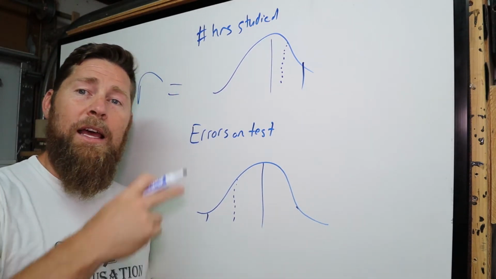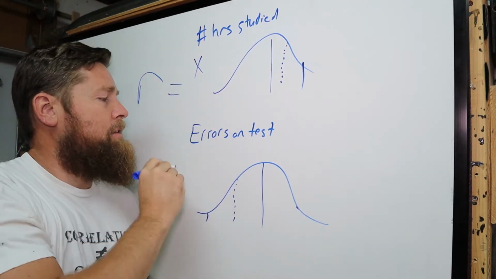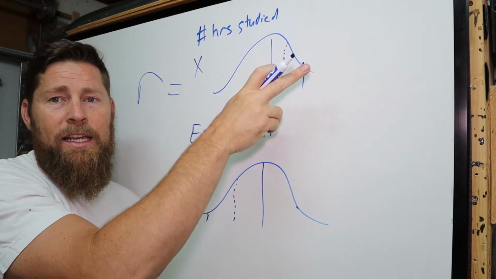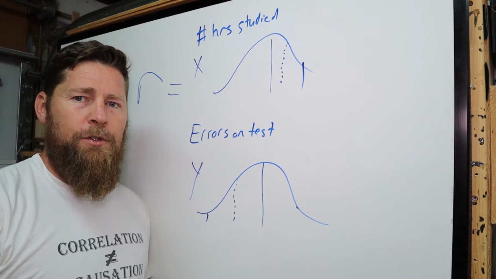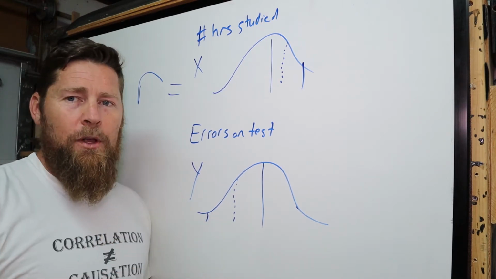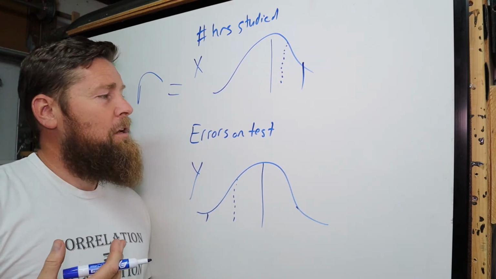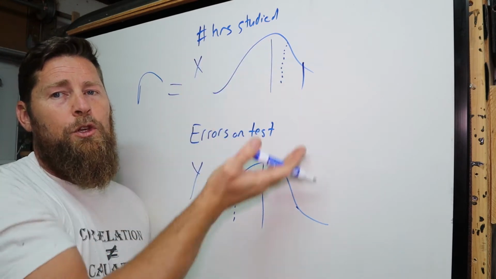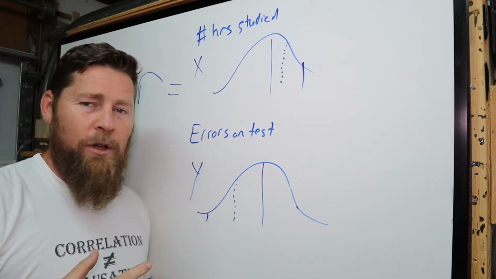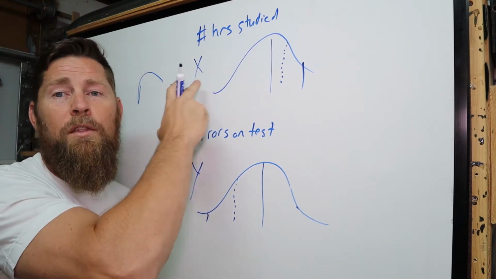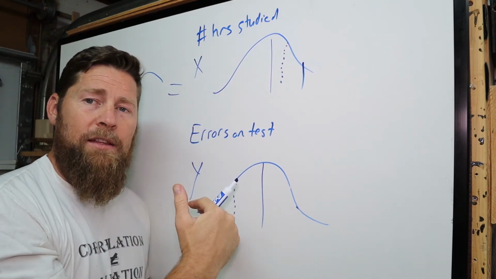Negative correlation means that as x, this would be labeled x, this would be labeled y, as x increases, y tends to decrease. So, negative correlation doesn't mean bad. In fact, if you study more hours, you get less errors on the test. That's a good thing. So, negative correlation doesn't mean bad. It just means that as one of the variables goes up, the other one tends to come down.